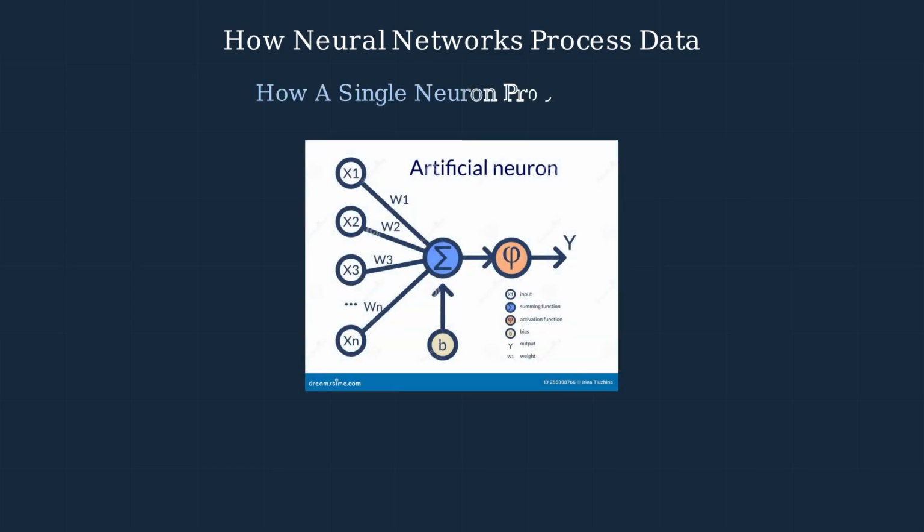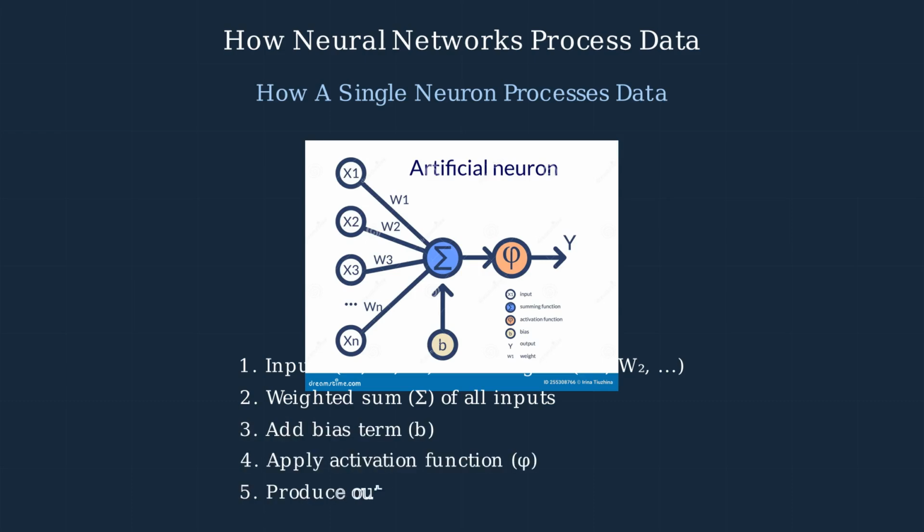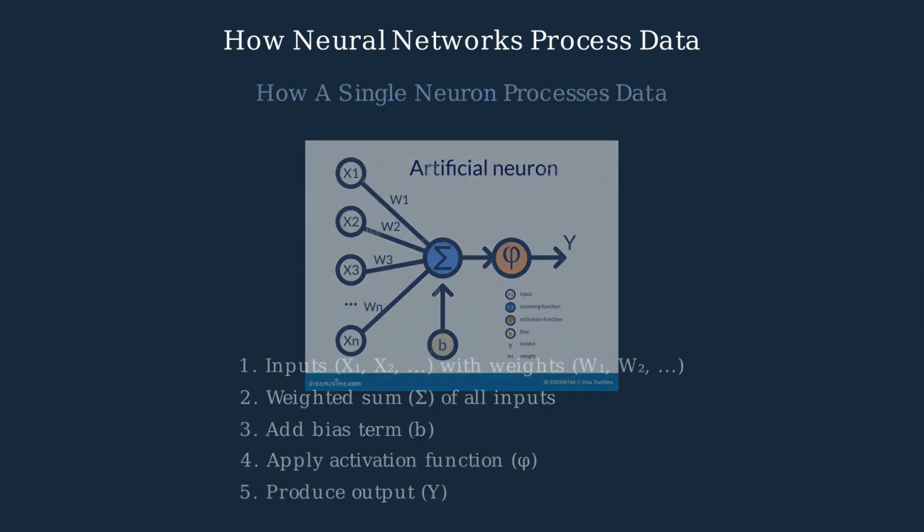Let's examine how a single artificial neuron processes data. Each neuron follows a specific process. First, it receives multiple inputs, each with an associated weight. It then calculates the weighted sum of all inputs. Next, it adds a bias term. Then it passes this sum through an activation function. Finally, it produces an output that can serve as input to the next layer.